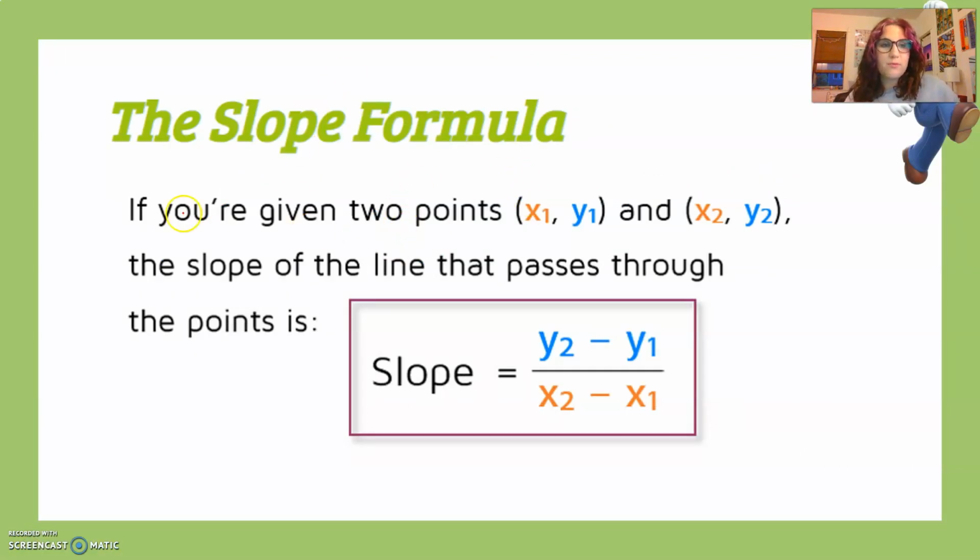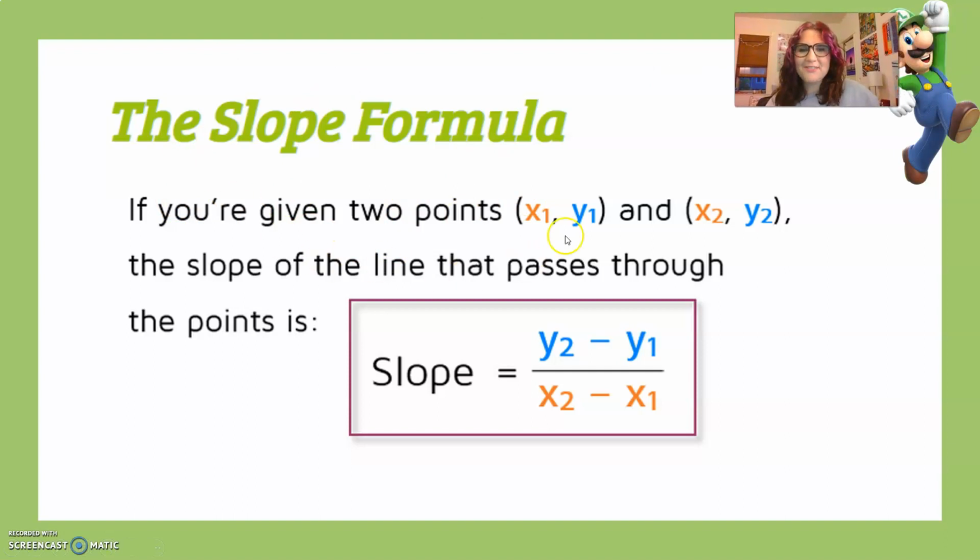We also have the slope formula, which comes super handy. If you're given 2 points, x1 and y1, and x2 and y2, so that's just any 2 points on a line, the slope of the line that passes through the points is y2 minus y1 over x2 minus x1. So I would take these points, these values, and put them right into this formula. And just be careful with these minus signs and negative points because you will have to add and subtract negative numbers.